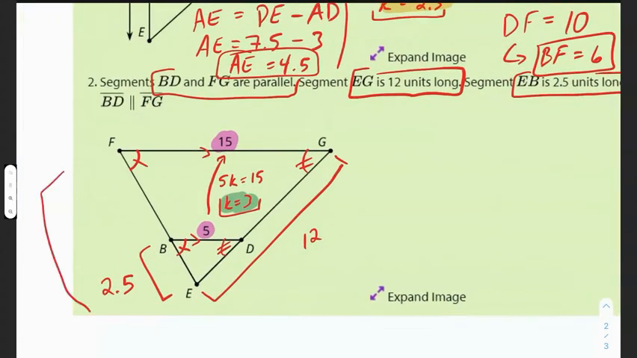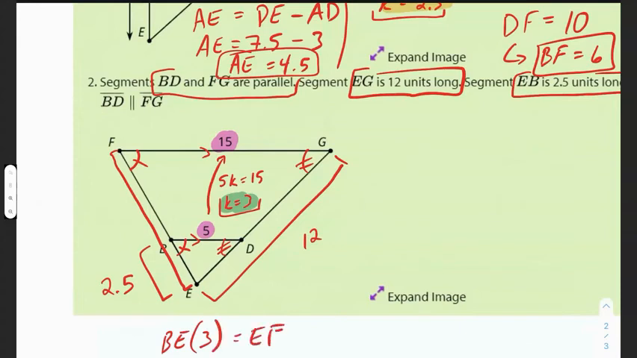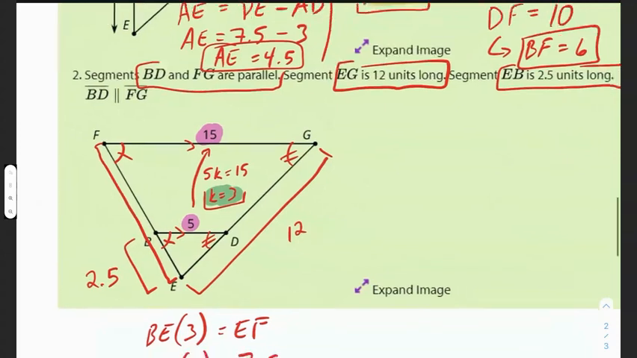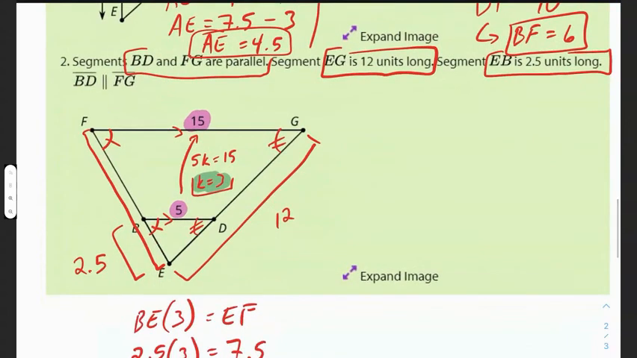So EF, right? Let me get the line a little bit closer in here. EF. All right, so BE, right, still has to multiply by the scale factor to give you EF. So 2.5 times 3 gives you what? 7.5? Okay. So EF is 7.5. Very nice.